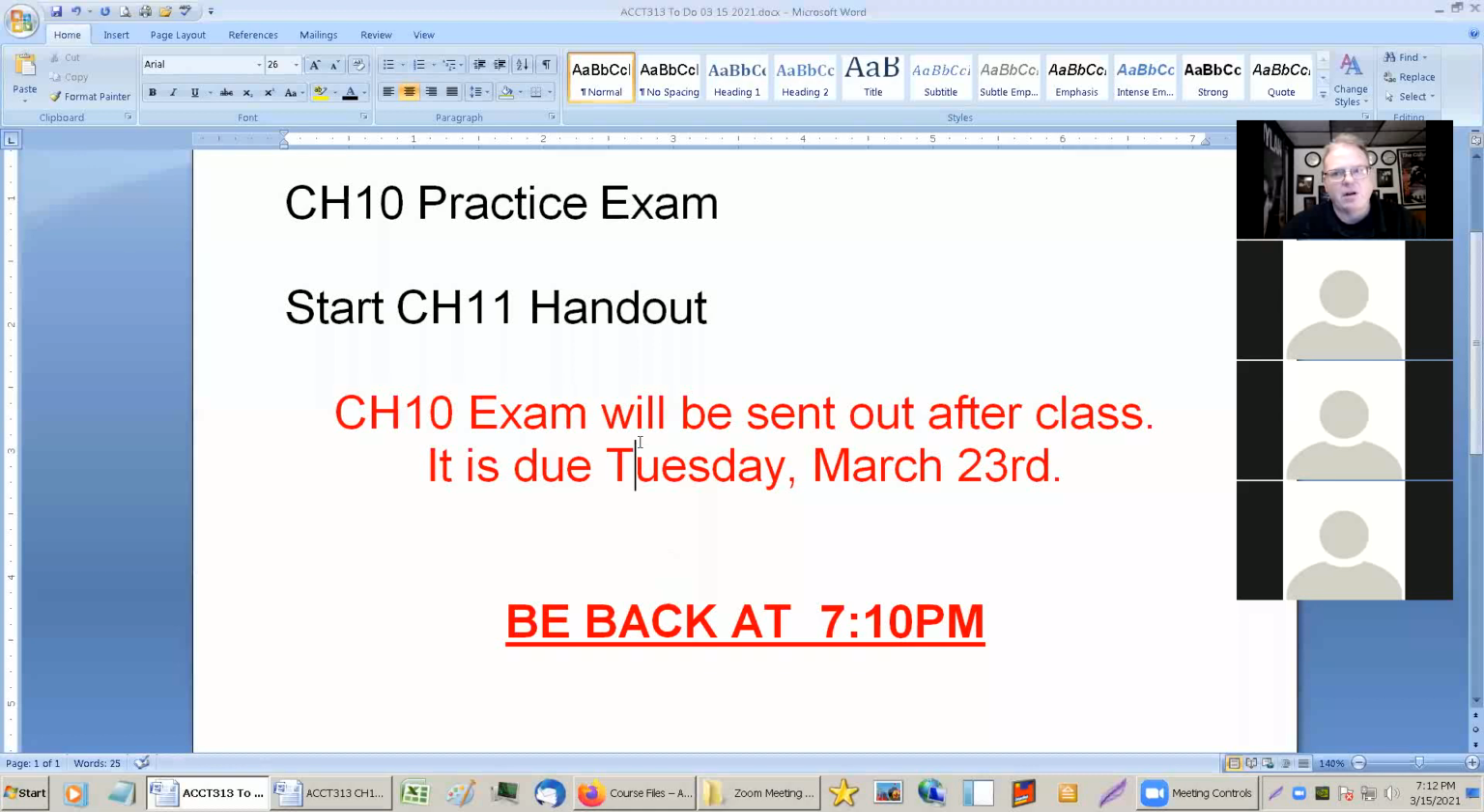Even if you're missing stuff, make sure you turn it in because you'll get full credit for it. There's no reason not to turn it in. Your grade will look bad until you just put it in there.